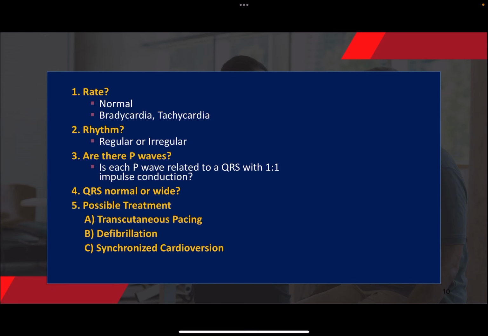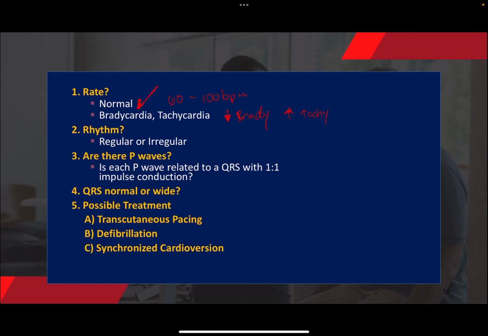Okay. If you are analyzing an ECG, these are the few questions that you need to ask yourself to identify what type of arrhythmia or what type of ECG this is. You need to check the rate. Is the rate normal? Once we say normal, it should be 60 to 100 beats per minute. Anything lower than that is considered bradycardia. And if it goes higher than that, that's a tachycardic rhythm or tachyarrhythmia.